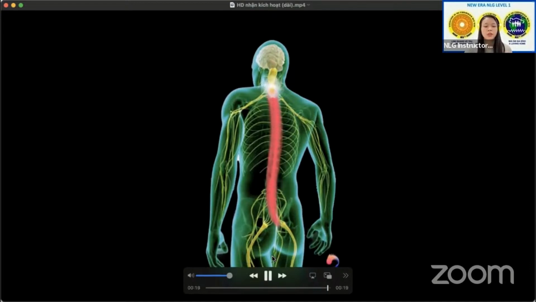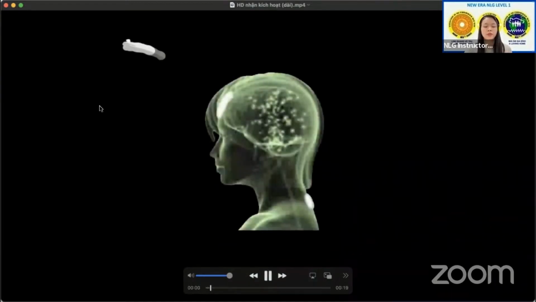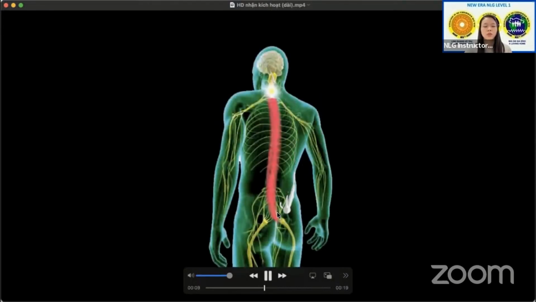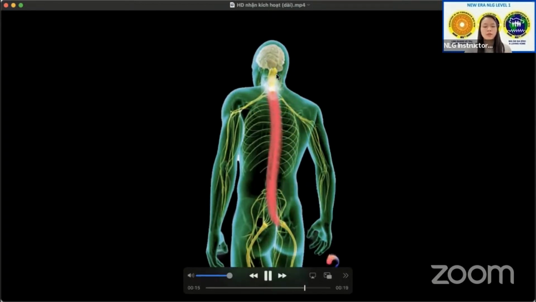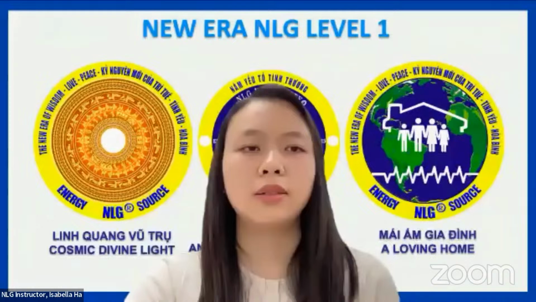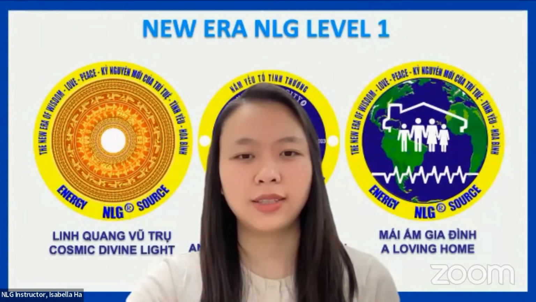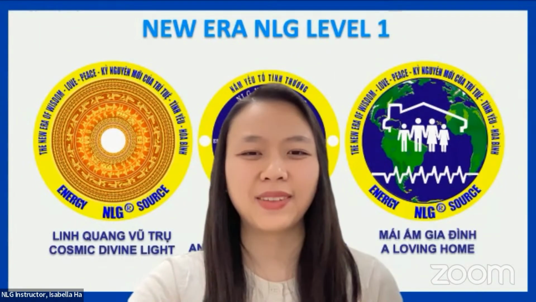Okay, I'll just play this one more time so that it's very clear. Into the brain, 1, 2, 3. From the brain down the spine, 1, 2, 3. And then you keep it there at the entire spine. Continue to support it all the way until I say that it's finished.